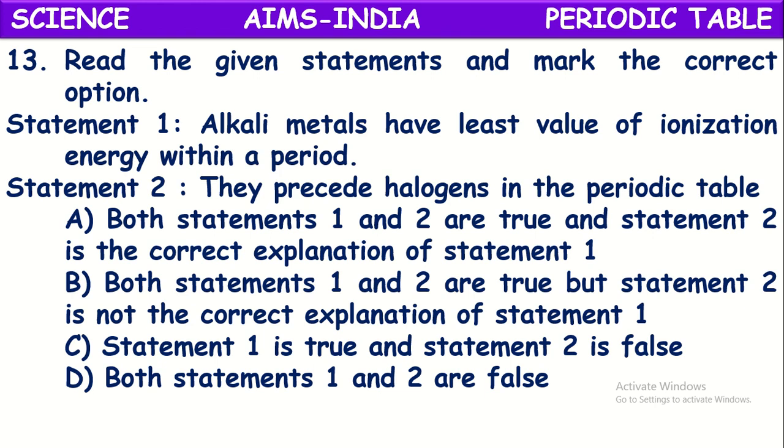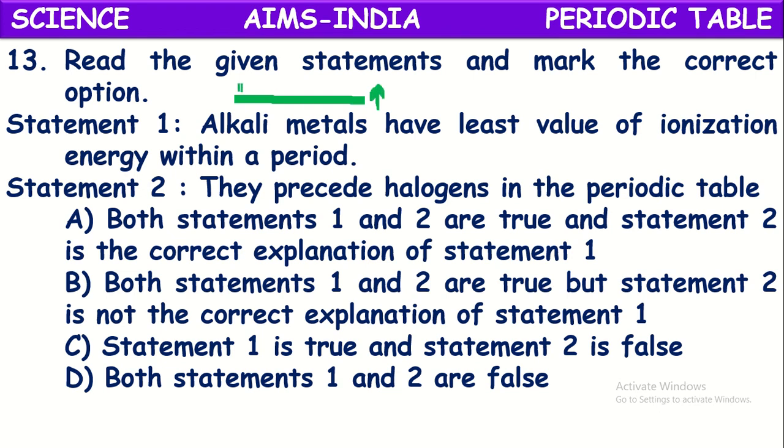Next one, read the given statement and mark the correct options. See the first statement here. Alkali metals have least value of ionization energy within a period. Is it correct? Yes. If you observe the elements in a period from left to right, atomic size decreases and hence ionization energy gradually increases in a period from left to right.